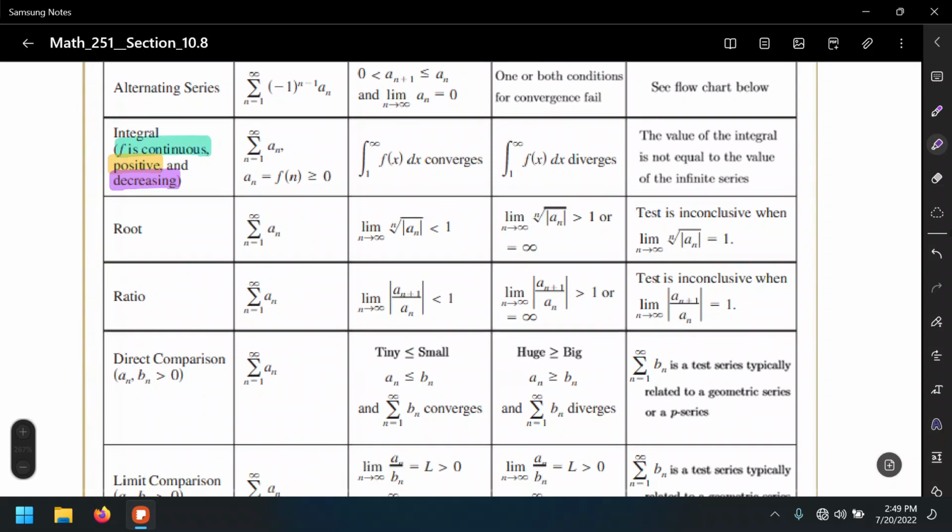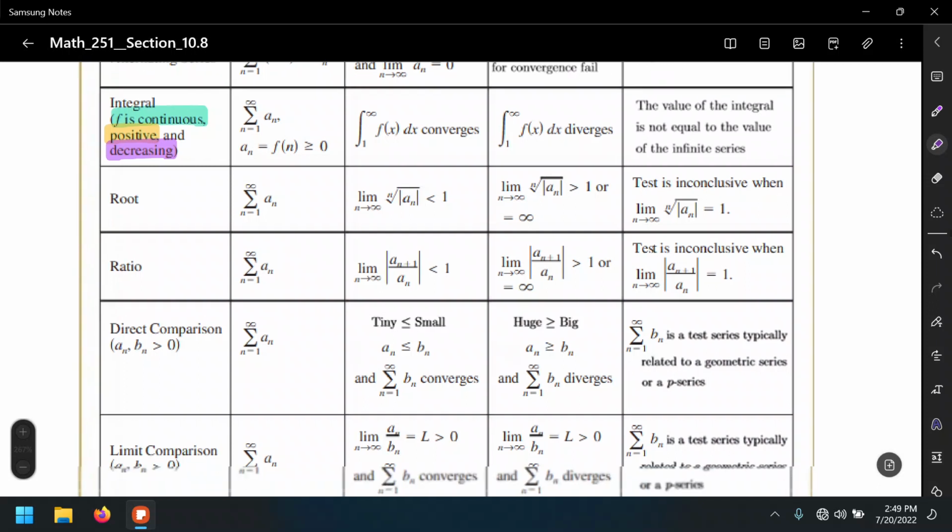Okay, so for the root or the ratio test, the conditions are exactly the same. If the limit is less than 1, we have convergence. The limit greater than 1, we have divergence. But when the limit is exactly equal to 1, the test is inconclusive.